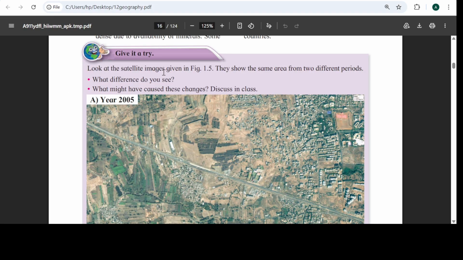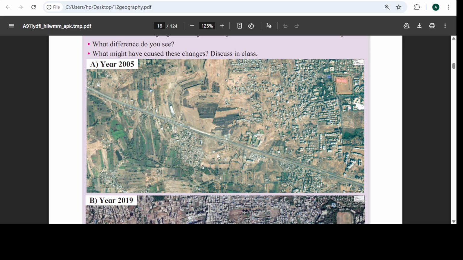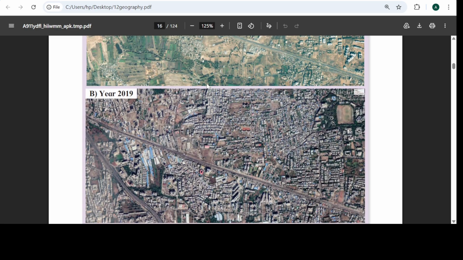Look at the satellite image given in figure 1.5. This shows the same area from two different periods. What difference do you see? What might have caused these changes? Discuss in class. In year 2005 and the same area in year 2019.